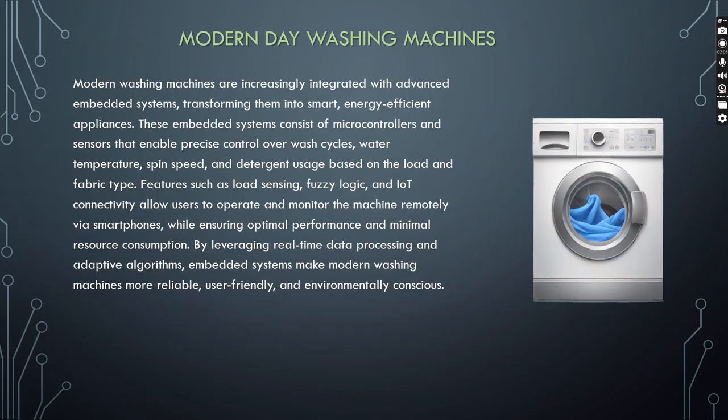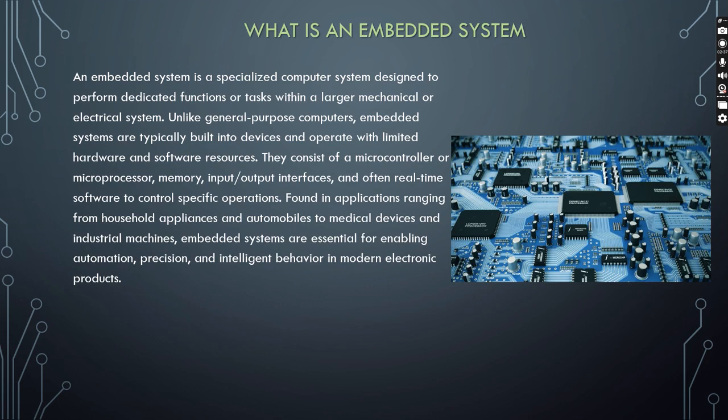Features such as load sensing, fuzzy logic, and IoT connectivity allow users to operate and monitor the machine remotely via smartphones, while ensuring optimal performance and minimal resource consumption. By leveraging real-time data processing and adaptive algorithms, embedded systems make modern washing machines more reliable, user-friendly, and environmentally conscious.